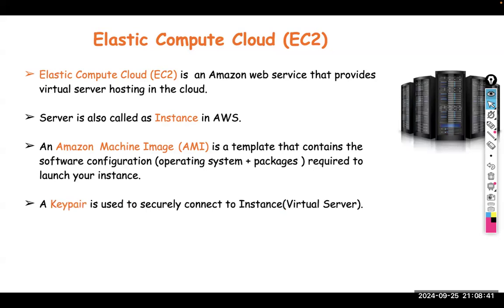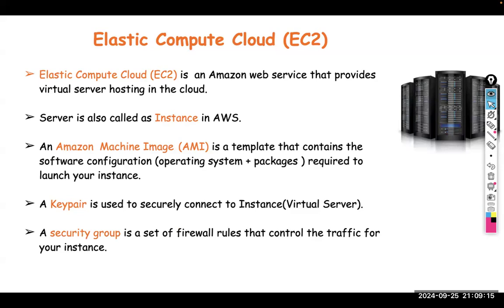Next, key pair. A key pair is used for accessing your EC2 instance securely. Those who have the key pair can only access your instance. It is like if you want to go into a locked room, you need to have the key. If you have the key, then only you can unlock it and go inside that room. Same way, if you want to access any EC2 instance, you need to have the key pair associated with that instance. Then only you can access that machine.